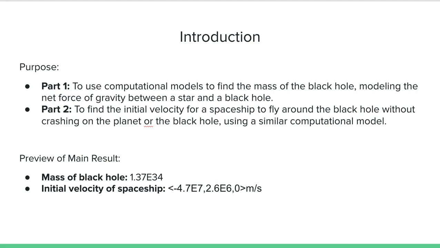The preview of the main result was that the mass of the black hole was 1.37 times 10 to the 34th kilograms, and the initial velocity was this number in meters per second.